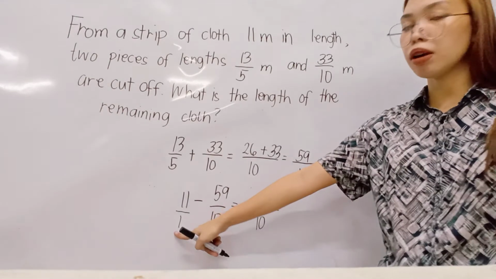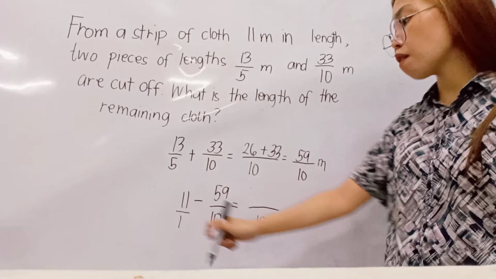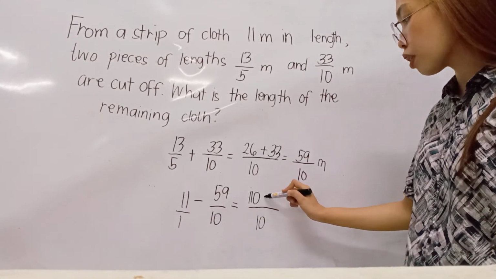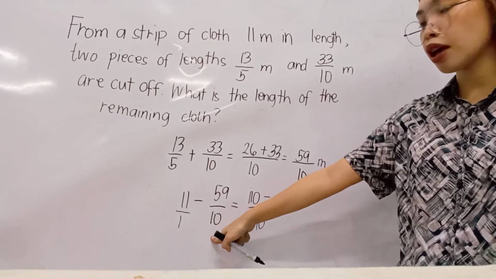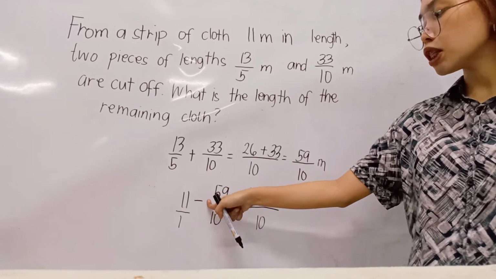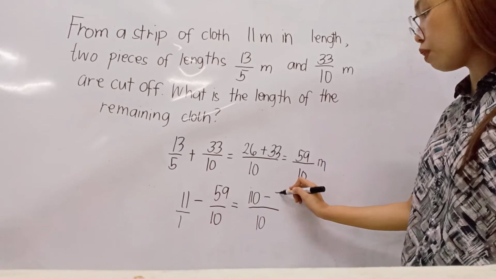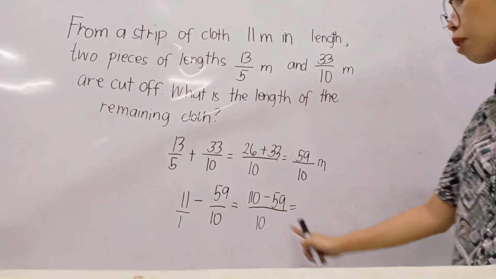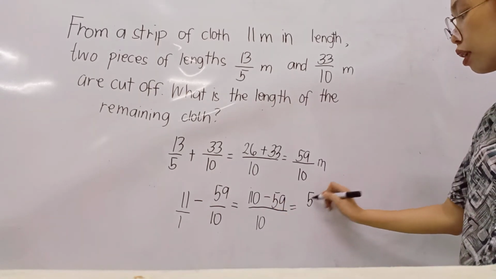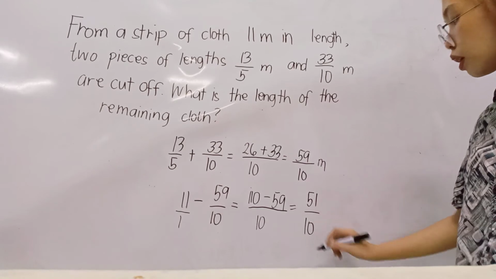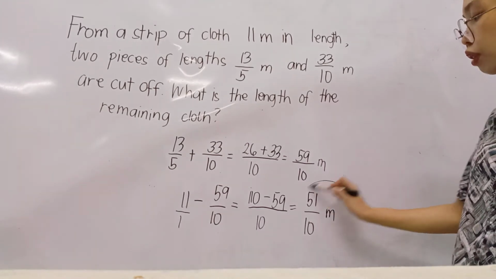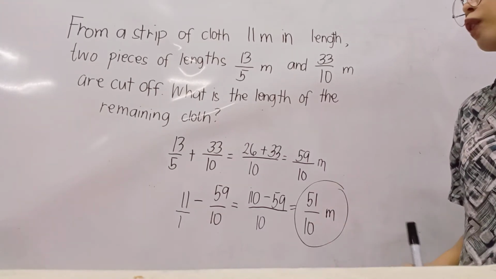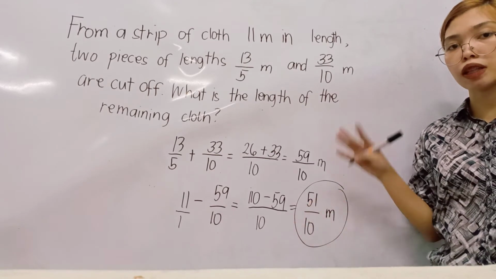So 10 divided by 1 is 10 times 11, that is 110. Minus 10 divided by 10 is 1 times 59. So 59 pa rin. And then 110 minus 59 is 51 over 10 meters. So 51 over 10 meters na lang yung natira from 11 meters natin.